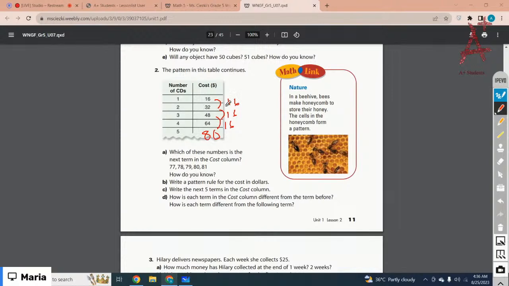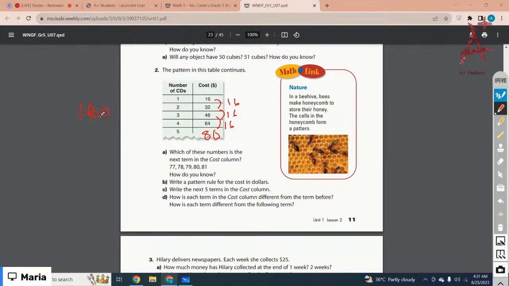How do you know? Because every time the pattern grows by 16. Write a pattern rule. So the pattern rule will be, when n equals 1, the cost is 16, right? When n equals 2, the cost is 32. That means that is 2n. The pattern is not 2n, the pattern is 16n.